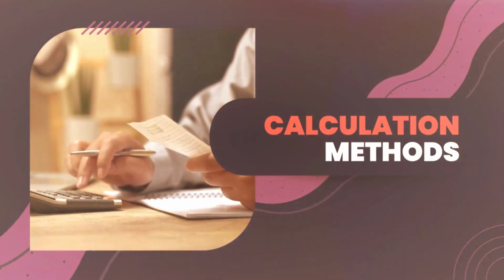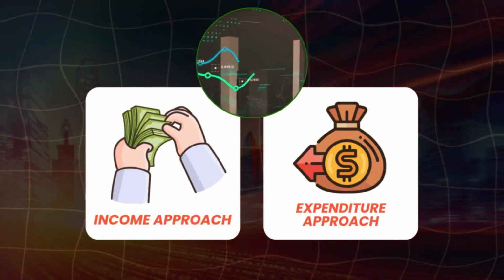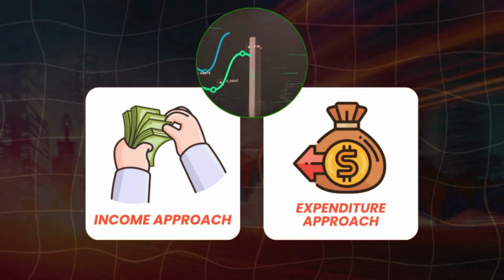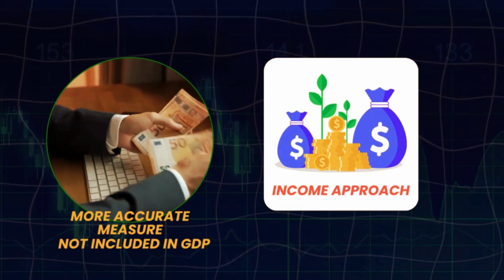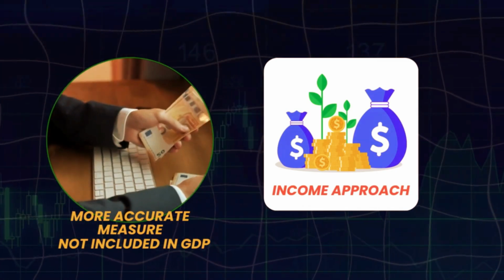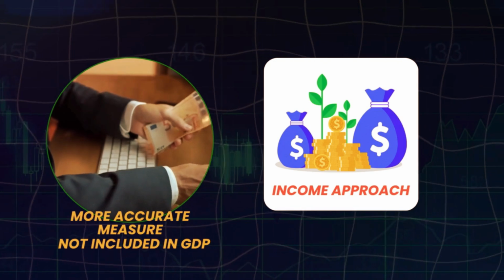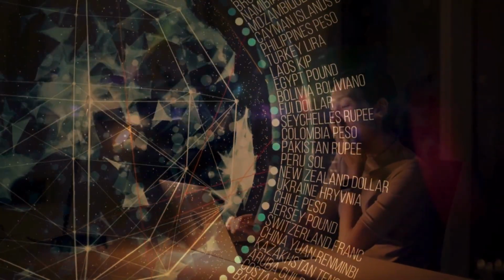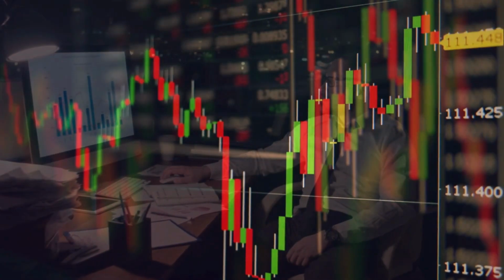Calculation methods. The income approach and the expenditure approach are both important methods used to calculate GNP, and each has its advantages and disadvantages. The income approach provides a more accurate measure of a country's economic activity by taking into account the income earned by a country's citizens from their work abroad, which is not included in GDP. This method is particularly useful for countries with a large number of citizens working abroad, as it provides a more comprehensive measure of their economic activity.